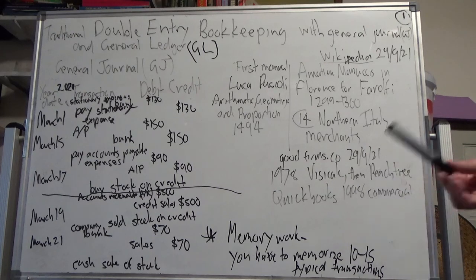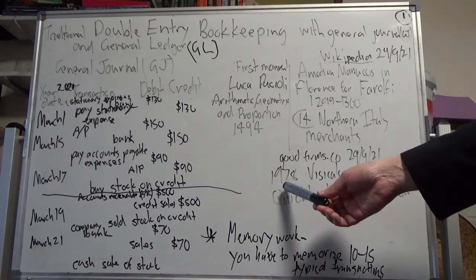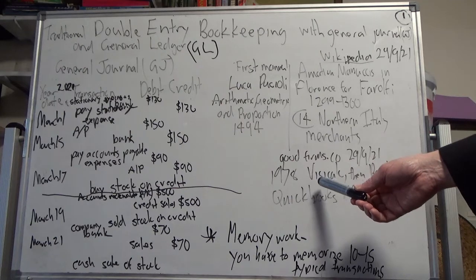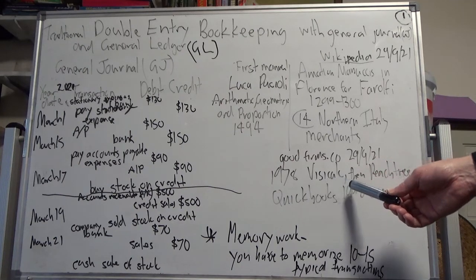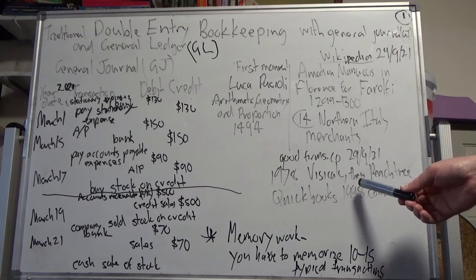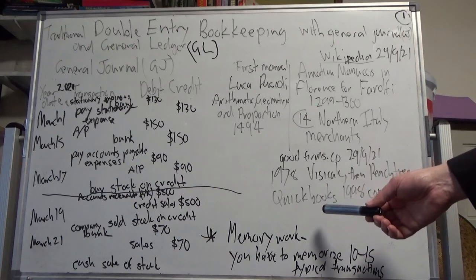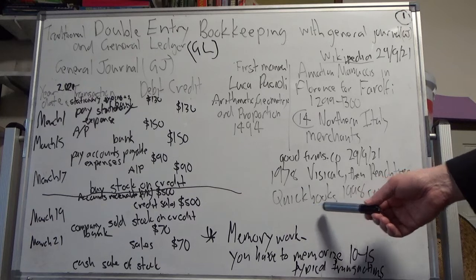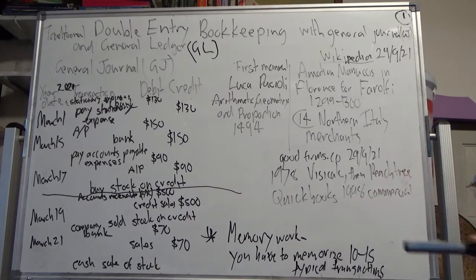So accounting software didn't come in till 1978, VisiCalc, from Wikipedia, the source, 29th of the 9th, 21. Then Peachtree. And in 1998, QuickBooks was commercialised, and you had other accounting software such as MYOB and Xero later.